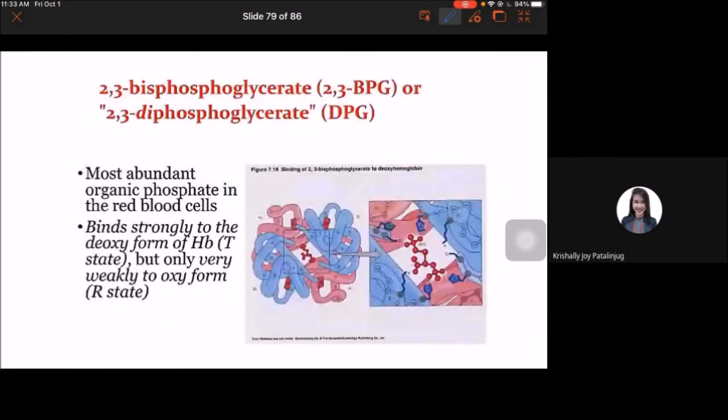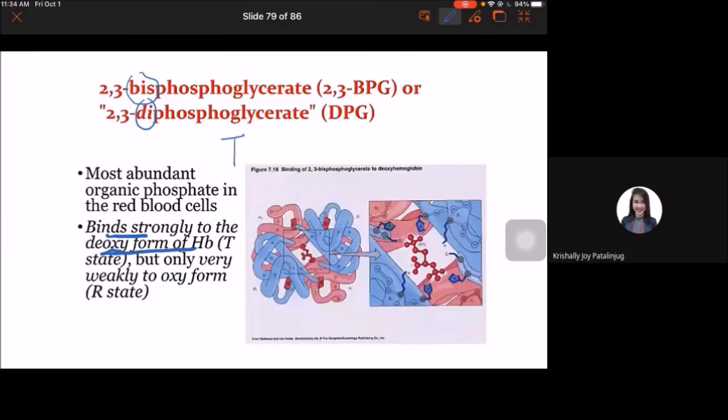And lastly, we have the 2,3-bisphosphoglycerate, or this is also known as diphosphoglycerate. Bi or di, that's the same. Now, with regards to this negative modulator, yung ginagawa naman niya, it binds strongly to the T state, the tense form of hemoglobin. Okay, I repeat, it has greater affinity towards the tense form of hemoglobin. Recalling the tense form of hemoglobin, di ba, that is the deoxy form of hemoglobin.